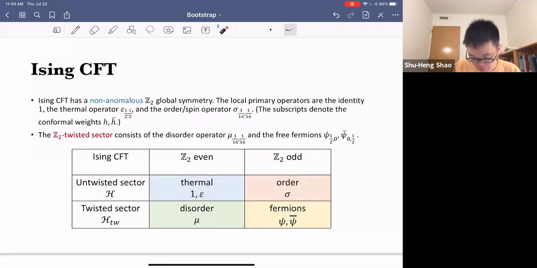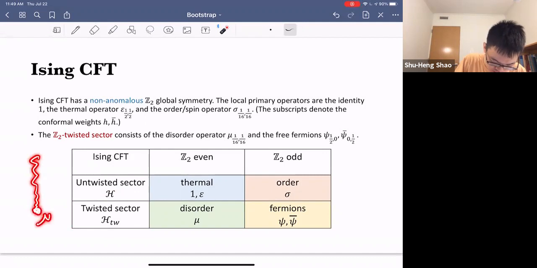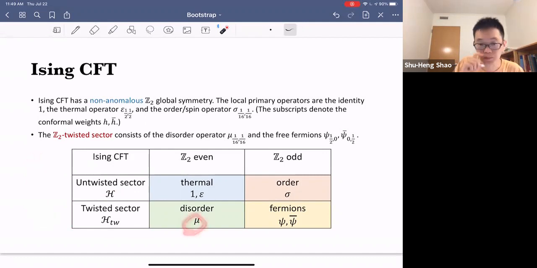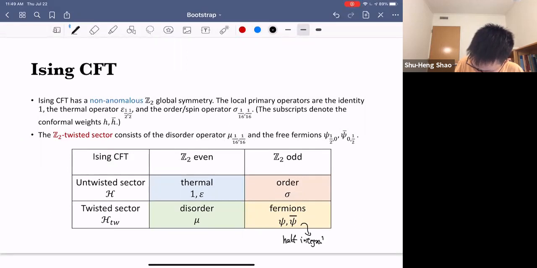Now we can be slightly more advanced and talk about the twisted sector. These are operators living at the end of the Z2 branch cut. One of them is the famous disorder operator, mu. It also has conformal weight 1/16 and 1/16. The others are the fermions. These have the weight 1/2, 0 and 0, 1/2. Importantly, these guys do not have integer spin. So they have half integer spin.